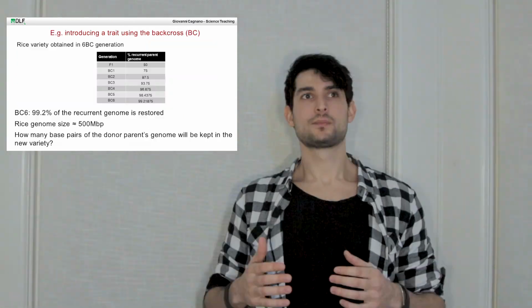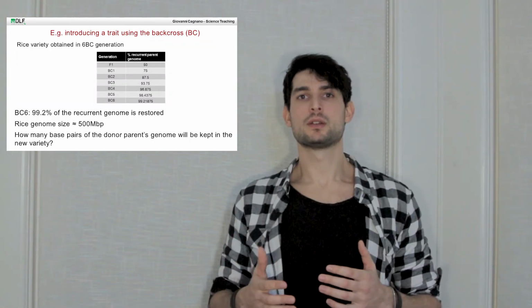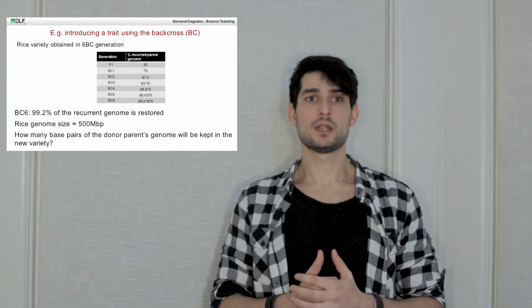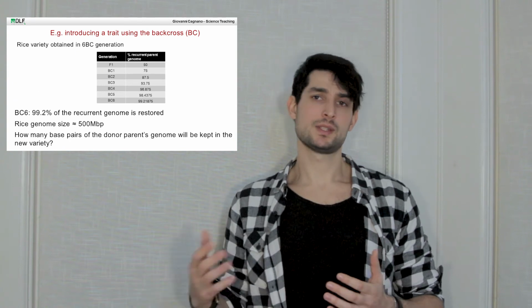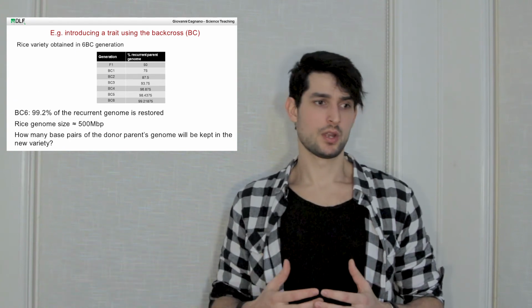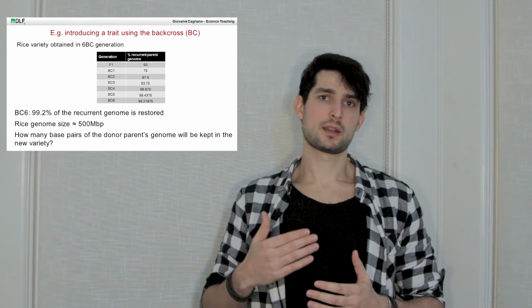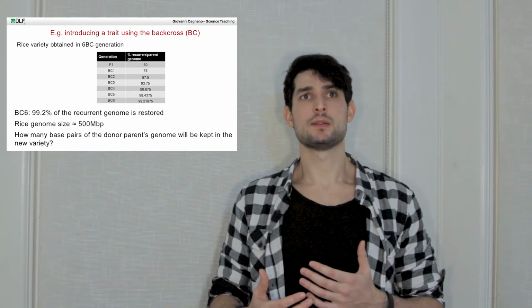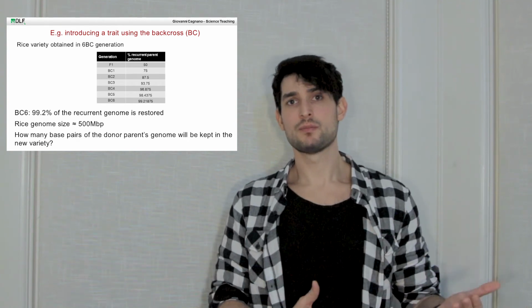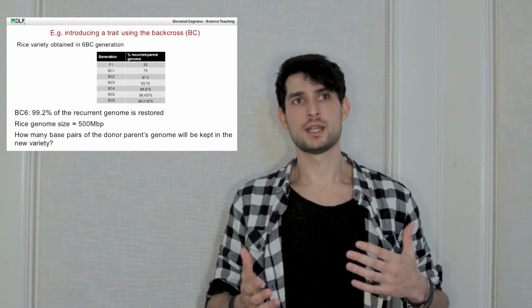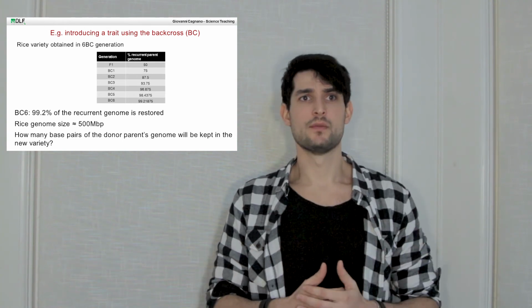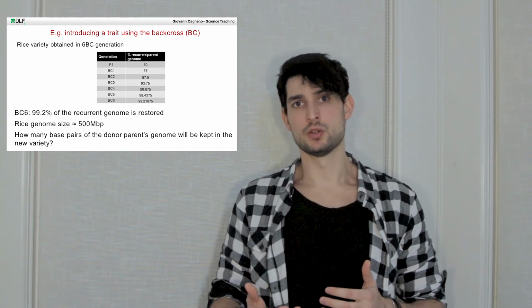For instance, I would like you to play now the part of a breeder who just developed a new rice variety introducing a resistance from a wild donor. And you are using a backcross strategy, so that means that you are at the 6th generation of backcrosses and you restored roughly 99.2% of the recurrent genome.